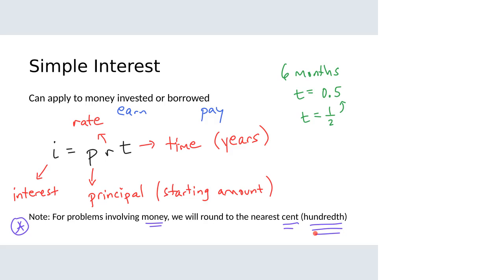2 places past the decimal, just like you'd see on a price sticker. You know, $2.79. We're going to round 2 places past the decimal.